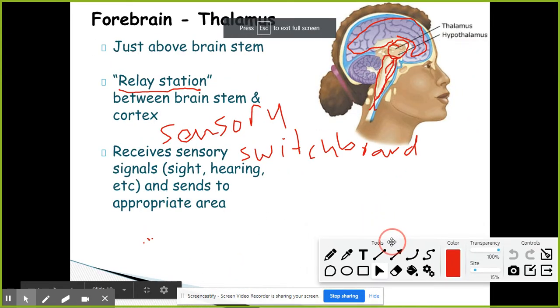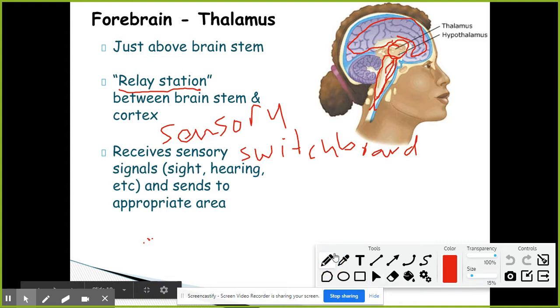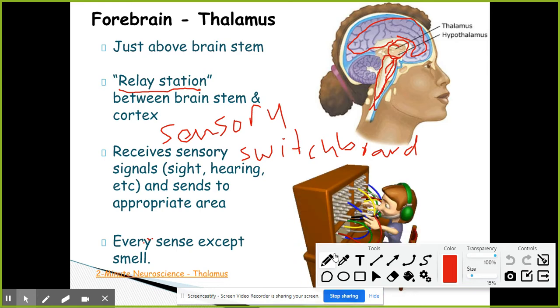All right. So as we were saying, the thalamus is often referred to as the sensory switchboard. Does anybody know what a switchboard is? It's kind of an old school thing. So back in the day before cell phones and whatnot, when you wanted to call long distance, you had to call a long distance operator and they had to connect you to wherever you needed to call.